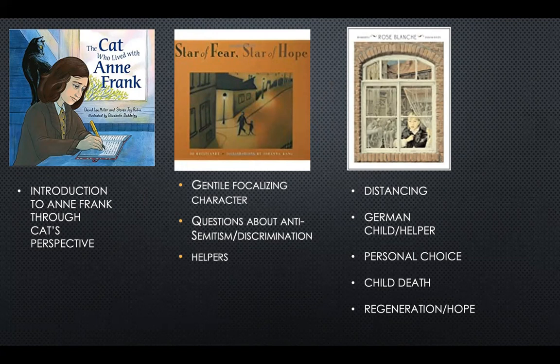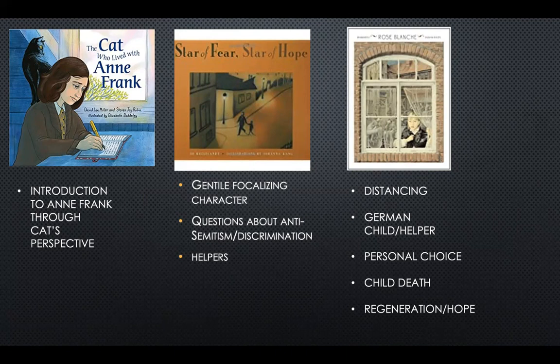Star of Fear, Star of Hope. It's similar to Lois Lowry's book for older readers, Number the Stars. So it is a Gentile character who is the focalizing character, but her best friend is a Jew. And the Gentile character starts to notice the discrimination and ask questions about why her friend is being discriminated against and why she can't go to school anymore and why she can't go into the shops anymore. And it features helpers as well.